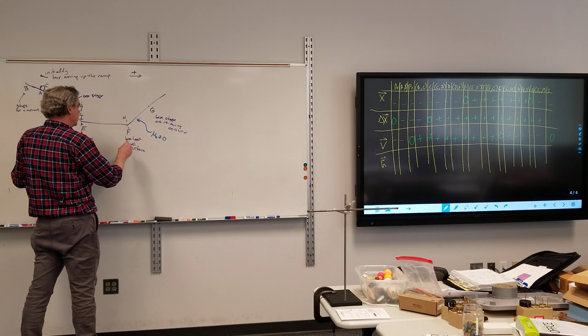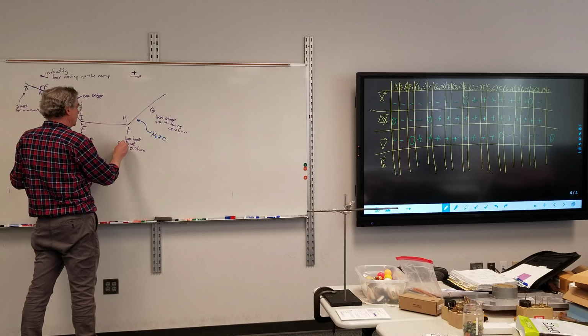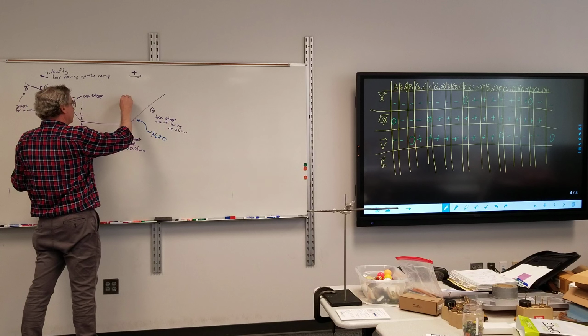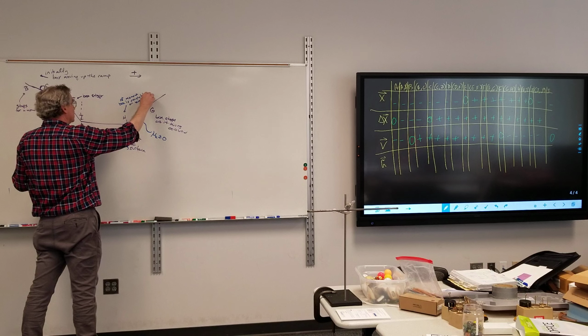And make F and H the box. Say F, the box is, it's the last moment when the box is completely on level surface. And H would be the first moment the box is completely on level surface.